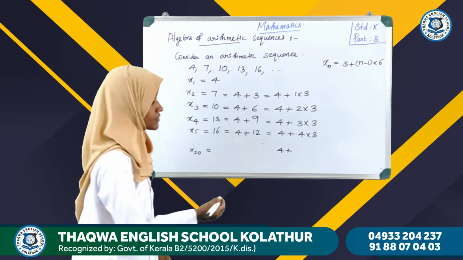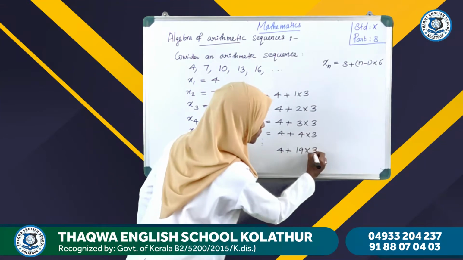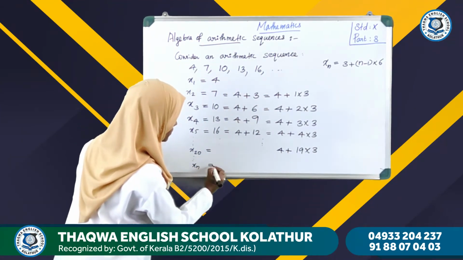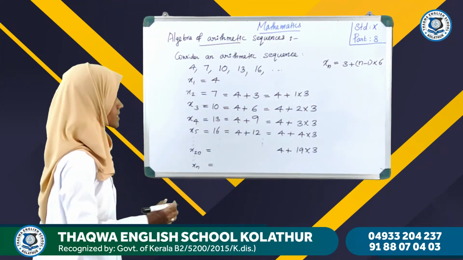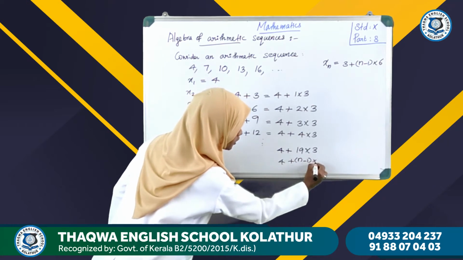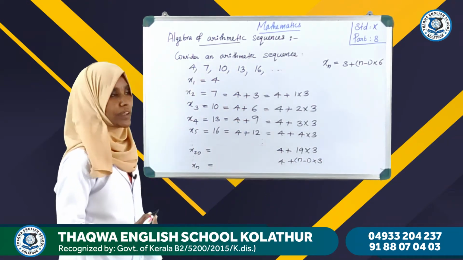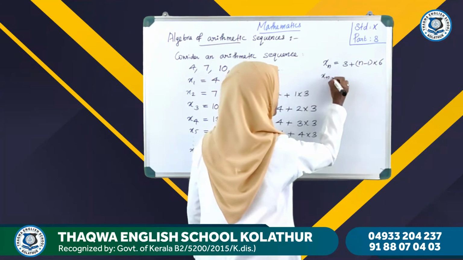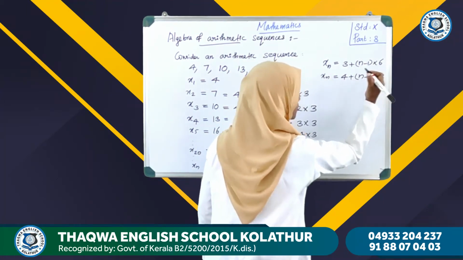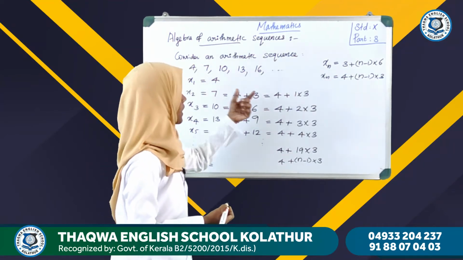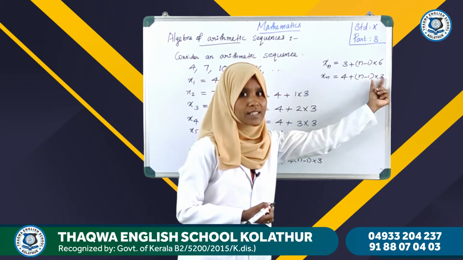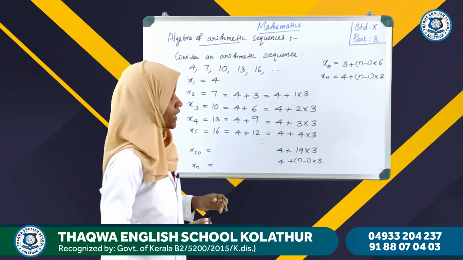4 plus 19 into 3. Now, so the nth term can be written as 4 plus n minus 1 into 3. Okay. So the nth term is 4 plus n minus 1 into 3. Okay. 4 is the first term, 3 is the common difference.